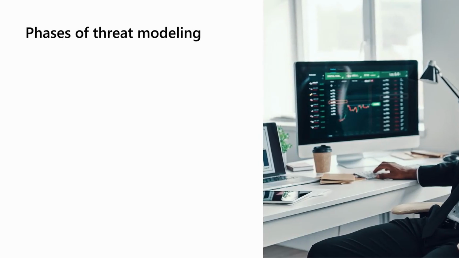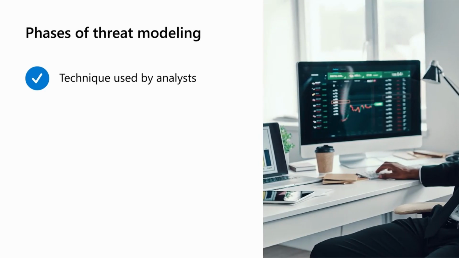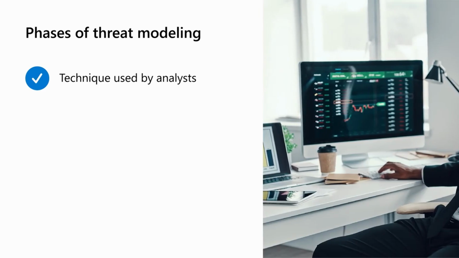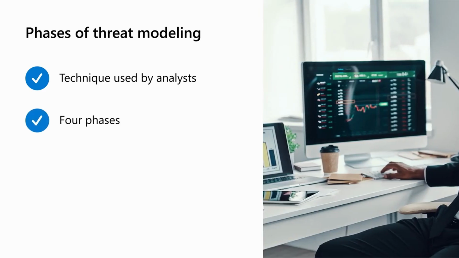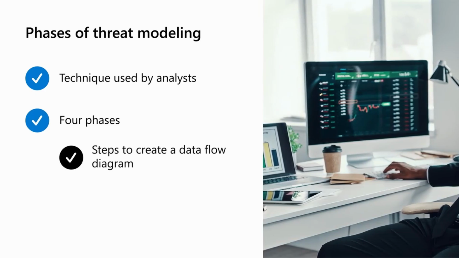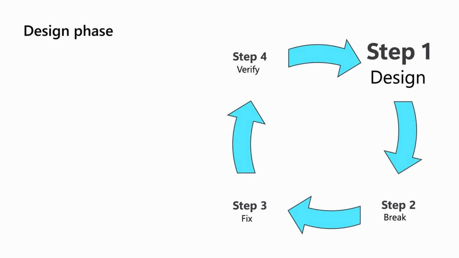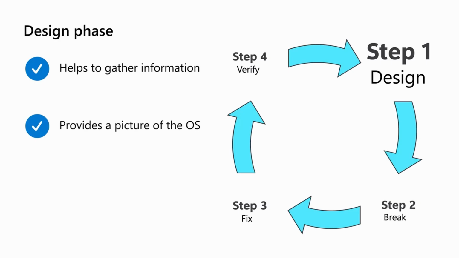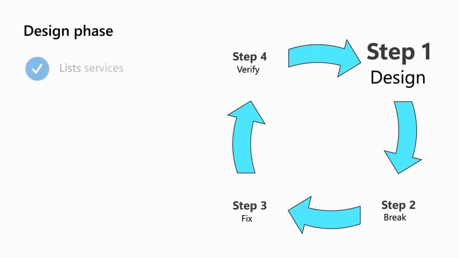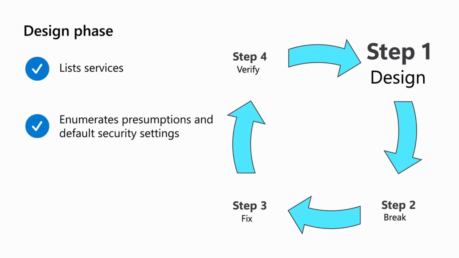Threat modeling is a technique used by analysts with a working knowledge of information security. This technique has 4 phases. Each phase contains essential steps to create a data flow diagram and analyze the potential threats. The first is the design phase, where you can gather plenty of necessary data to develop a data flow diagram at the appropriate depth level. It also provides a comprehensive picture of the operating system, or OS, lists all the services it uses, and enumerates all the presumptions it makes about the environment and default security settings.